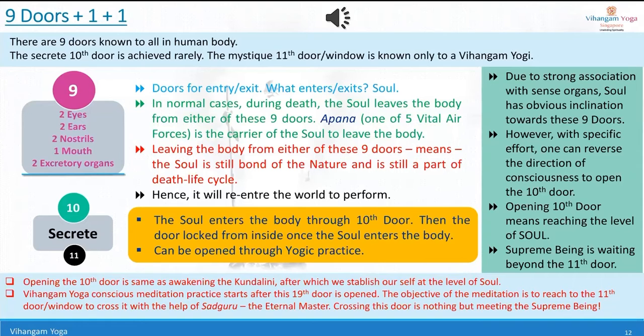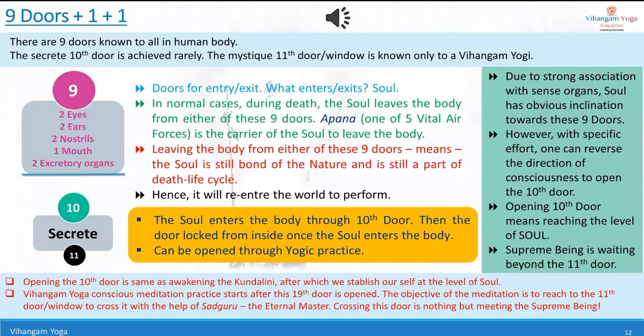But from these 9 doors, what enters and what exits? Is there one entity we are talking about? Yes, there is one. We will talk more about that entity. But before that, let me clarify, what are these 9 doors? So these 9 doors are as follows.